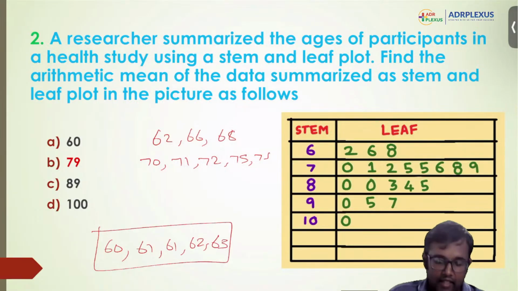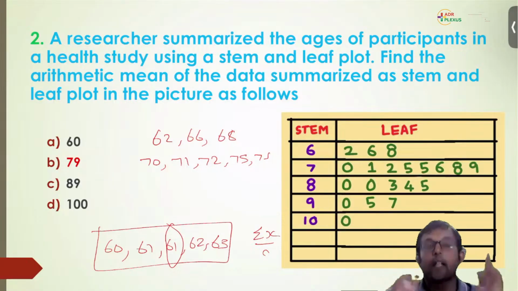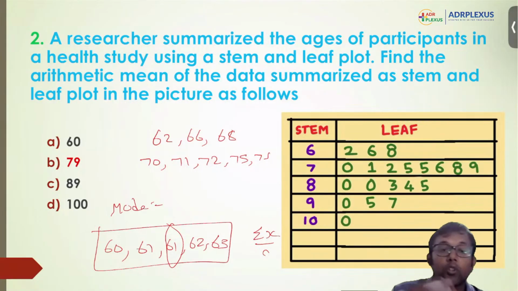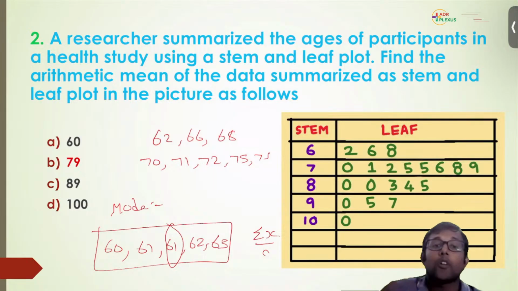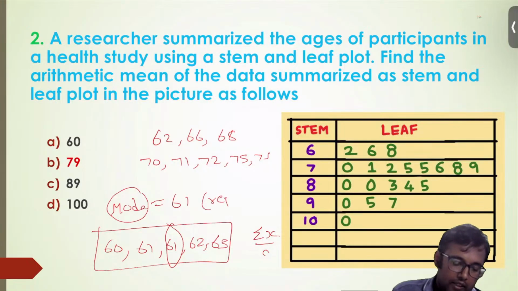Mean is adding everything and dividing by n. What is median? Center. Who is in the center? That is the median. What is mode? The one which is repeated again and again. Here, which number is repeated again and again? That is the mode. So 61 is repeated, just 2 times. So the mode is 61.